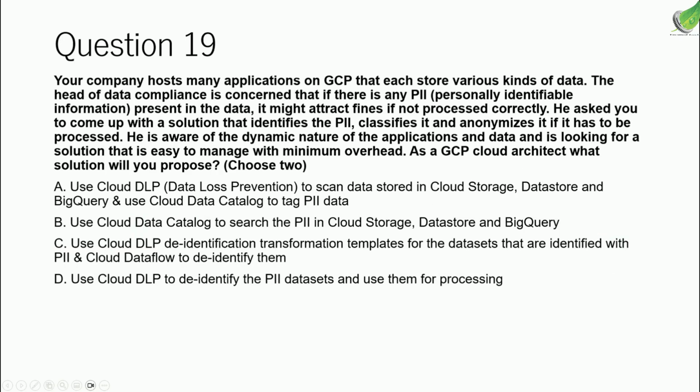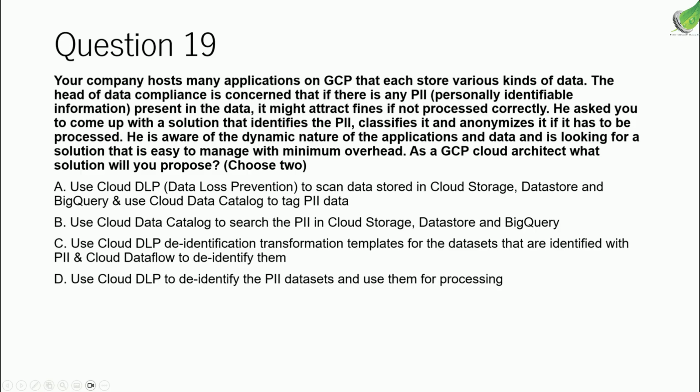Question 19. Your company hosts many applications on GCP that each store various kinds of data. The head of data compliance is concerned that if there is any PII, or personally identifiable information, present in the data, it might attract fines if not processed correctly. He asked you to come up with a solution that identifies the PII, classifies it, and anonymizes it if it has to be processed. He is aware of the dynamic nature of the applications and data and is looking for a solution that is easy to manage with minimum overhead. As a GCP cloud architect, what solution will you propose?